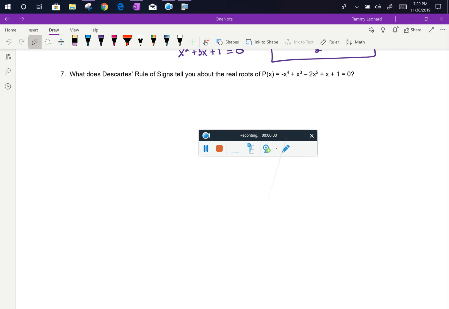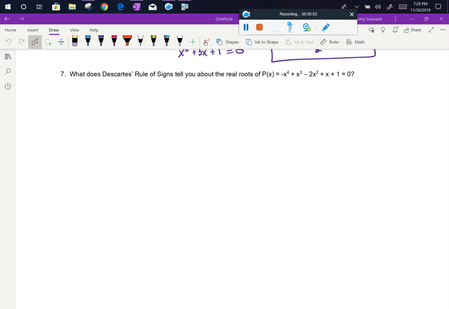Finally, we'll take a quick peek at Descartes' Rule of Signs. Remember, we can check to see how many positive real roots and how many negative real roots we expect to find in a problem by looking at the sign changes between consecutive coefficients. So if I look at the coefficients of p of x, I see -1, +1, -2, +1, and +1.